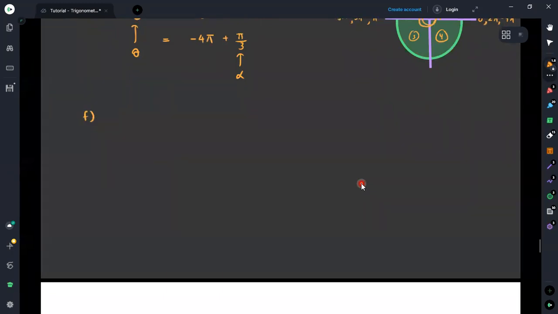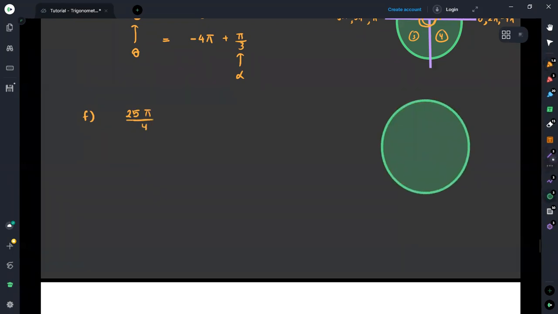Part F. Here it is given as 25 times π divided by 4. Here it is in the clockwise direction. Therefore, if you can draw this, then we can simply have the values. What we know is that if it is in the clockwise direction, the values would be 0, π, 2π, 3π, 4π, 5π, 6π, 7π.